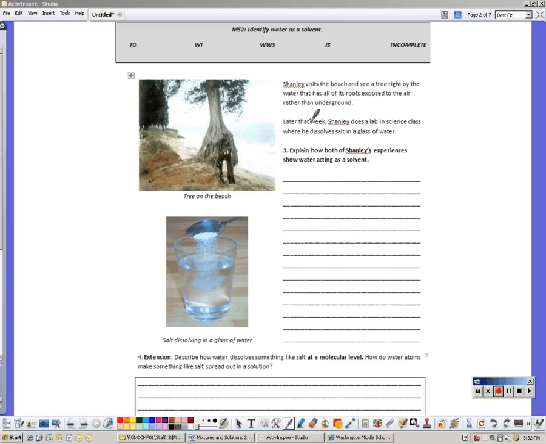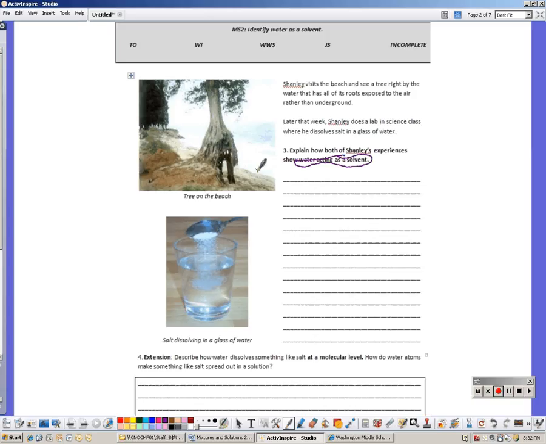Later that week, Shanley does a lab in science class where he dissolves salt in a glass of water. Explain how both of Shanley's experiences show water acting as a solvent. This is the key right here. Show water acting as a solvent.